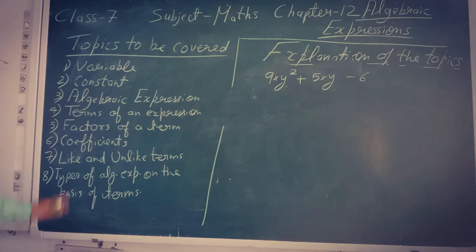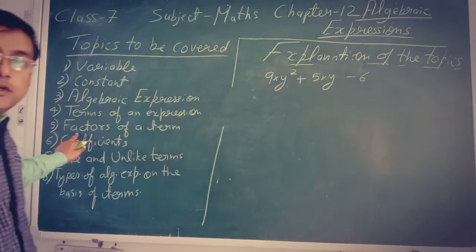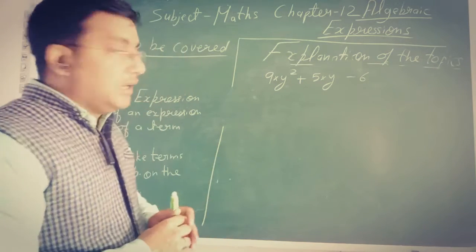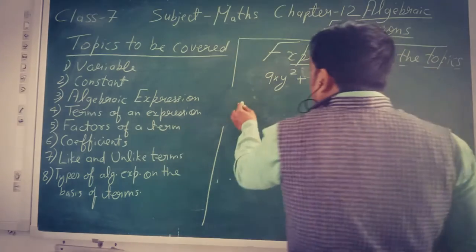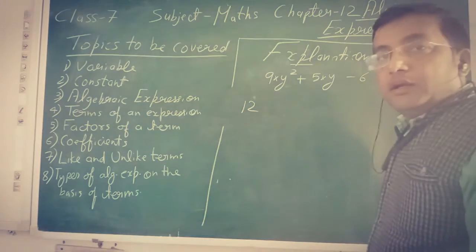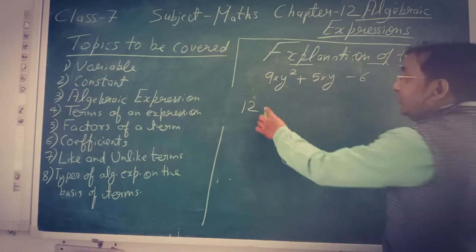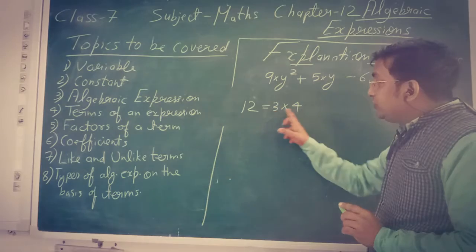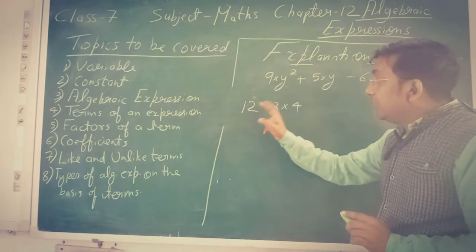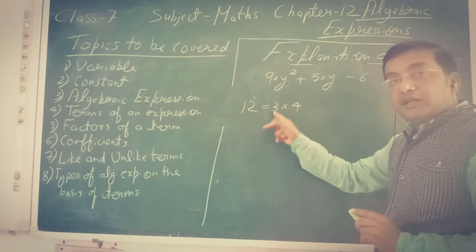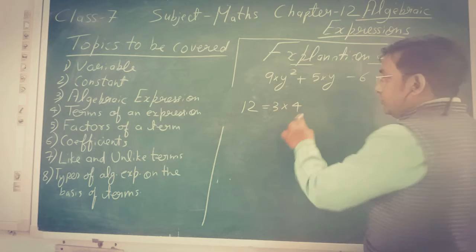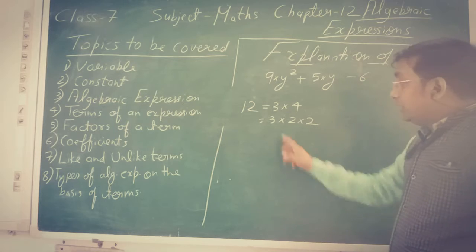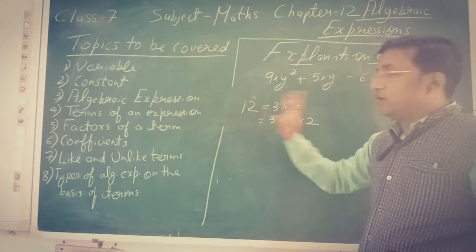Now the next topic is factors of a term. It means I have to find out the factors of a term. Let me take one example here. Suppose I am writing 12. We can write 12 like this also: 3 multiplied by 4. Each of these numbers is called a factor, because we can divide this 12 by 3 and by 4. We can break it further also. We can do it like this also: 3 multiplied by 2 multiplied by 2. Each of these is called a factor of this 12.